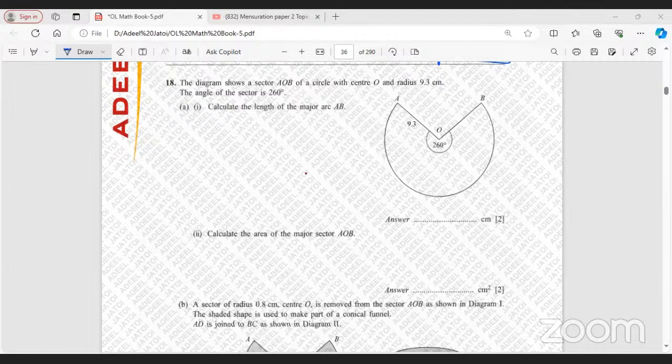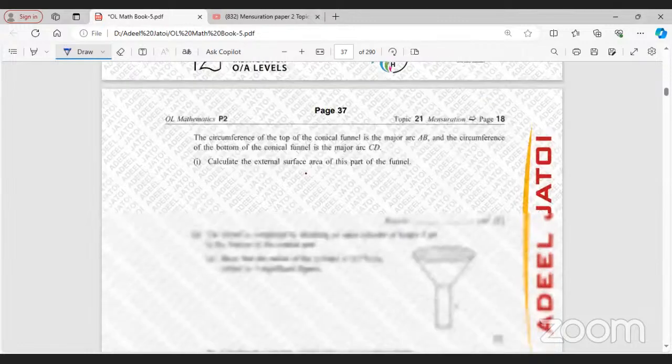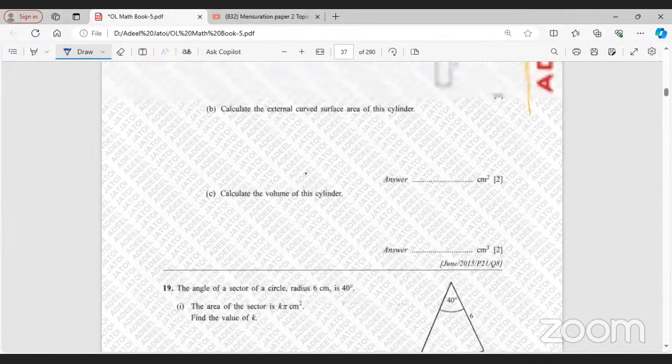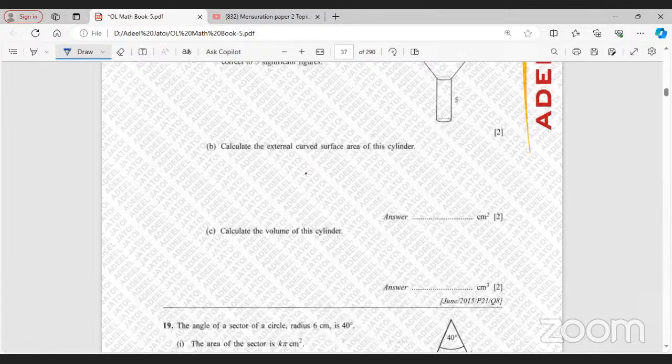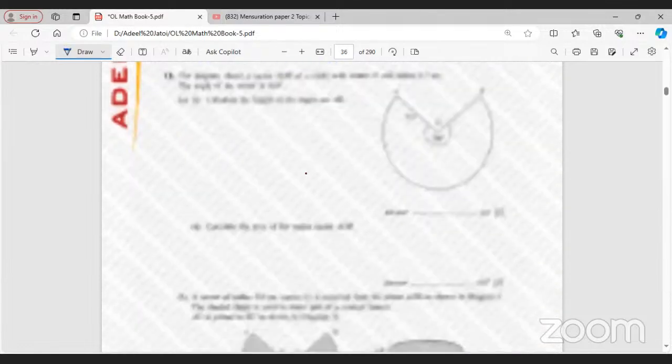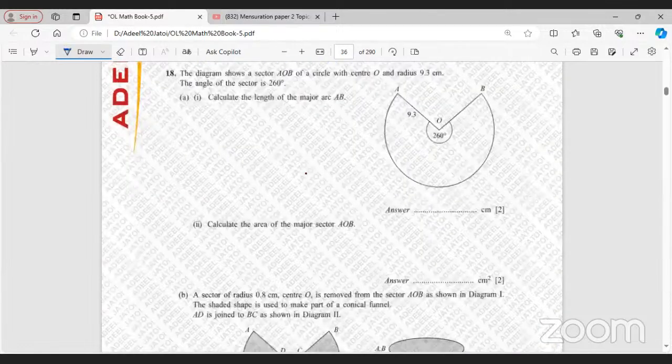Okay, let's start with question number 18. Question number 18 says the diagram shows a sector. It's a long question, June 2015, paper 21, question number 8. So the diagram shows a sector AOB. Calculate the length of the major arc AB.